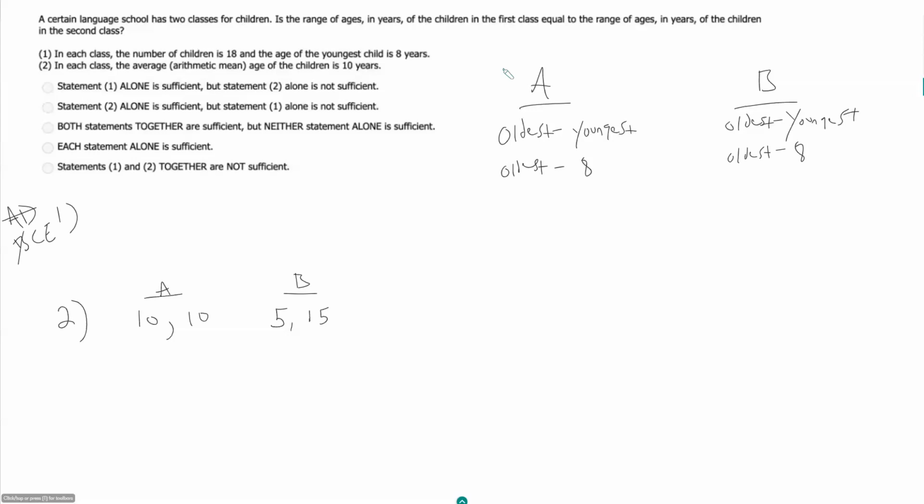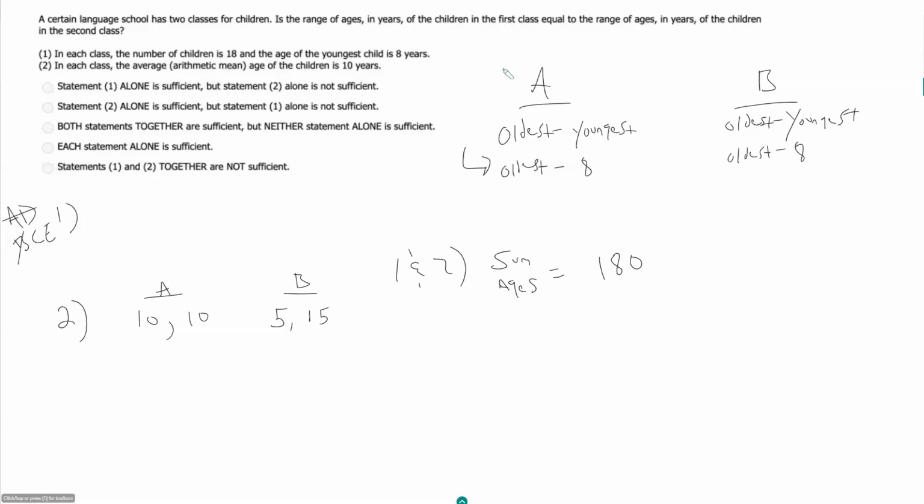So now looking at them together, does that do anything to help us get the oldest kid in either class? So now we got 18 kids in each of our classes. The youngest is 8, and the average has to be 10. So if the average has to be 10, really all that is saying is the sum of my ages for each class has to be equal to 180. So the sum of your ages has to equal 180.